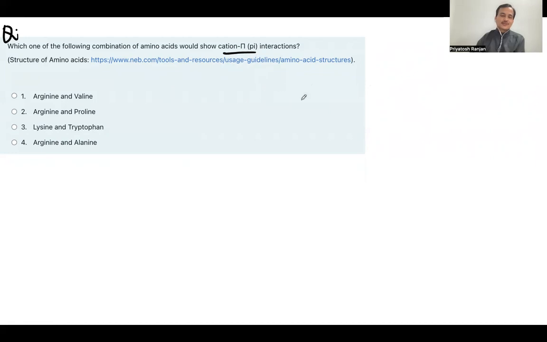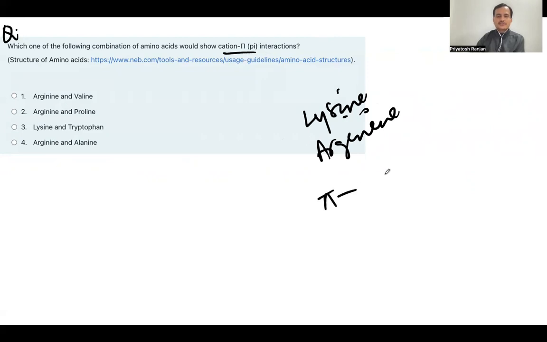And what are those amino acids? Simple. It's lysine, arginine. I'm talking about the physiological system. Although they have not mentioned the pH, these are the ones which are going to carry a positive charge in their side chain at a physiological pH. How about the pi? I'm going to get it from the aromatic amino acids. So much hint given. So I need to look for aromatic first.